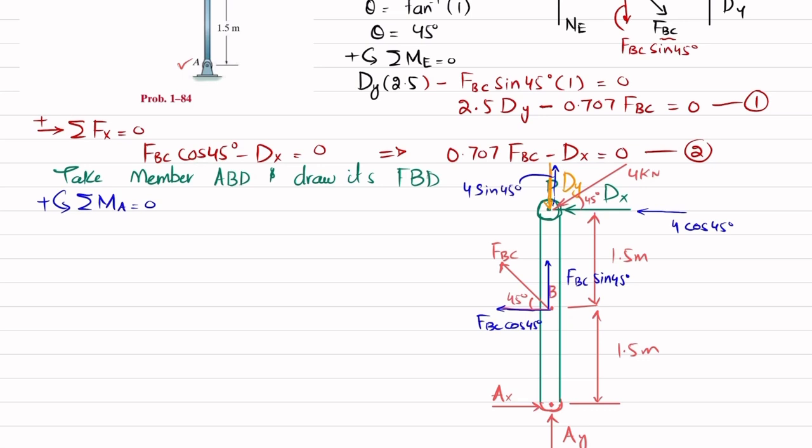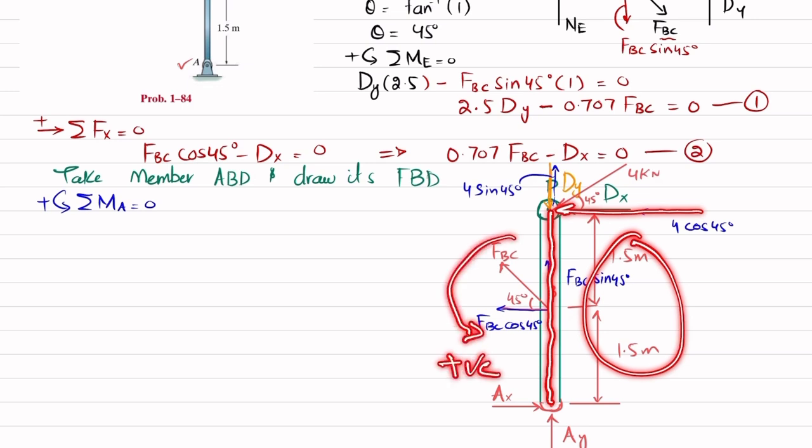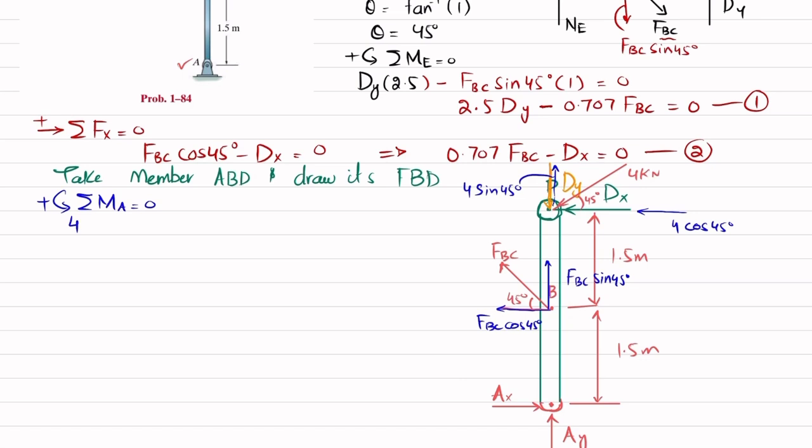Now applying this equation of equilibrium, the vertical components which are passing through point A are not producing moment because they are passing through it. The components which produce moment are dx, the 4 cos of 45, and the FBC cos of 45. So I will start from this 4 into cos of 45, and the perpendicular distance is 1.5 plus 1.5, and it is producing counterclockwise moment, so it will be positive. So I will write 4 into cos of 45 degree multiplied by 3.